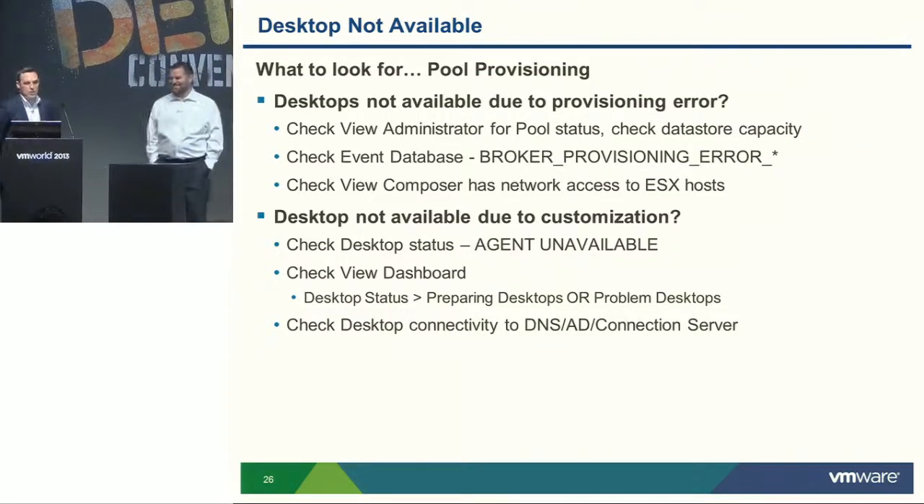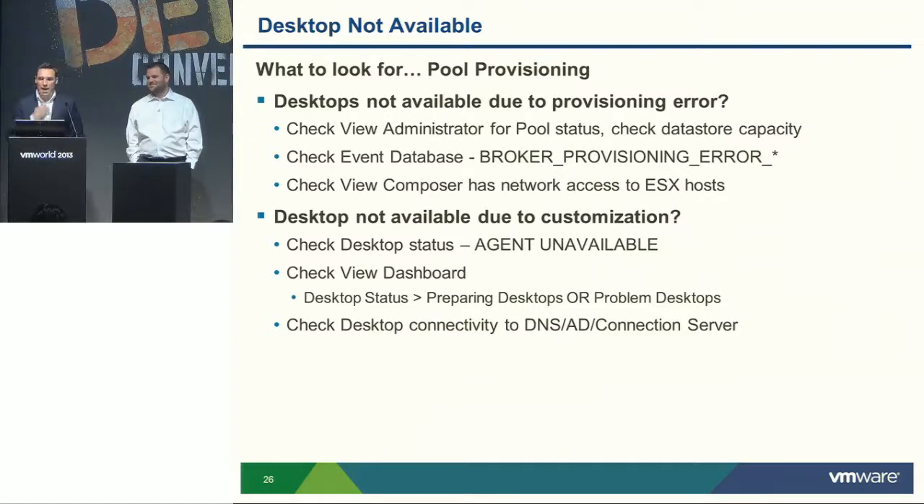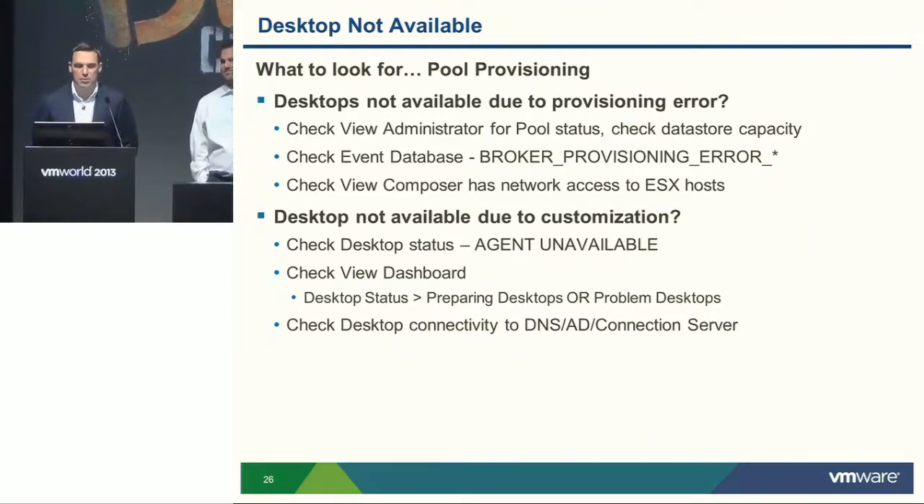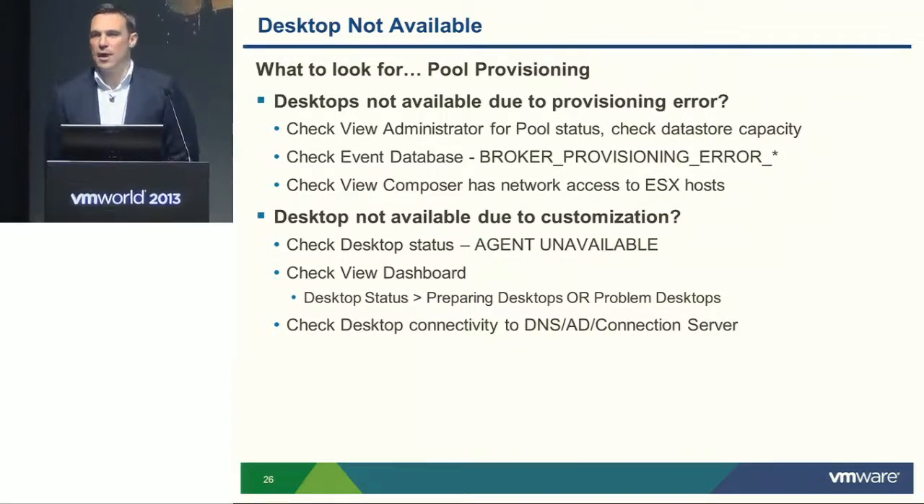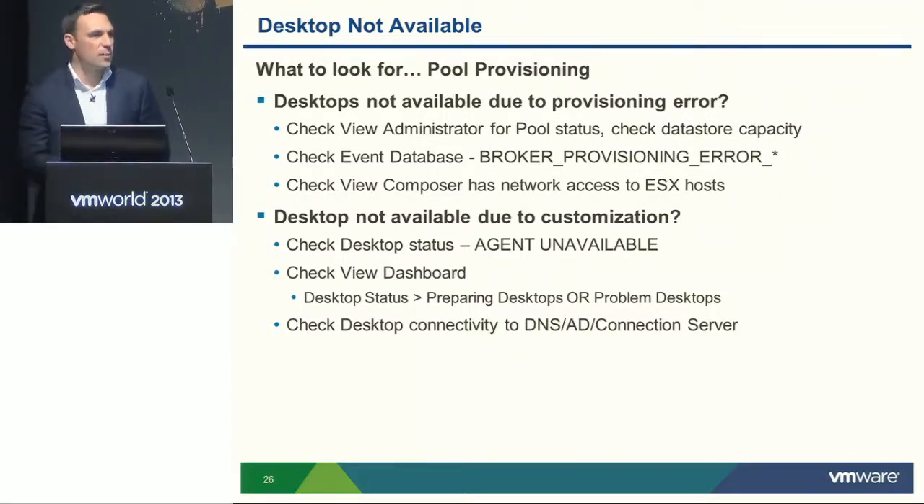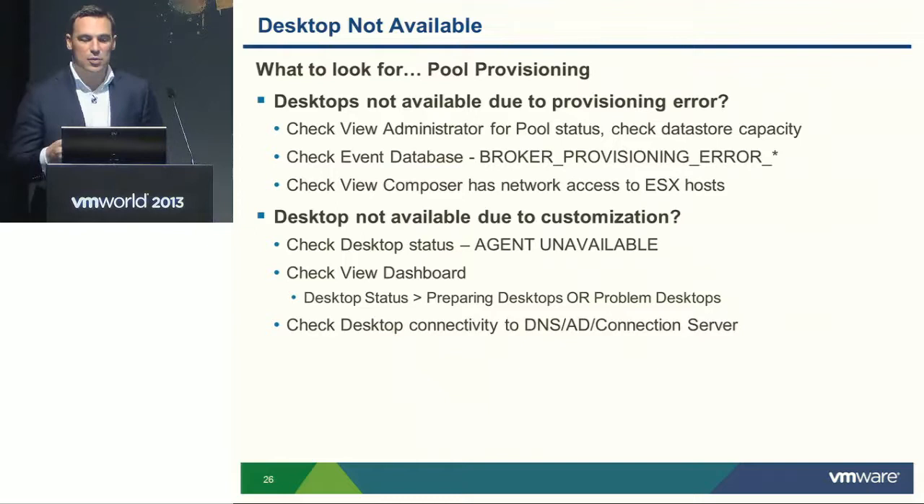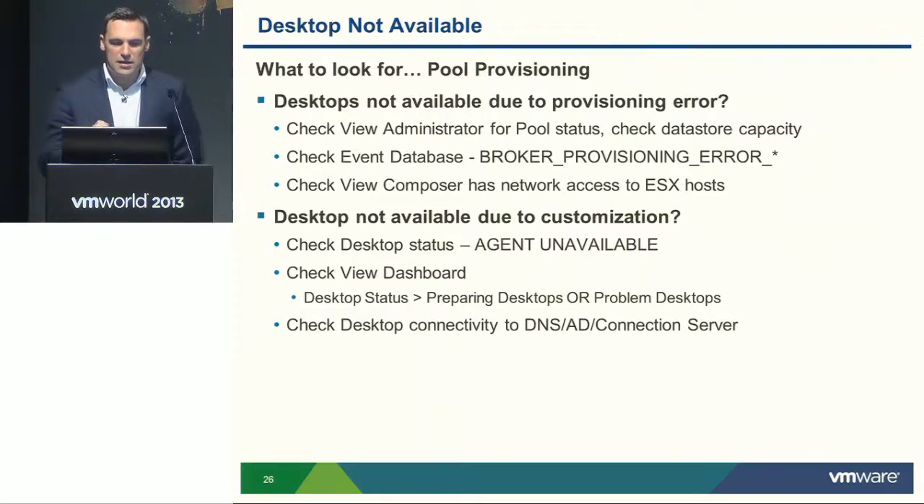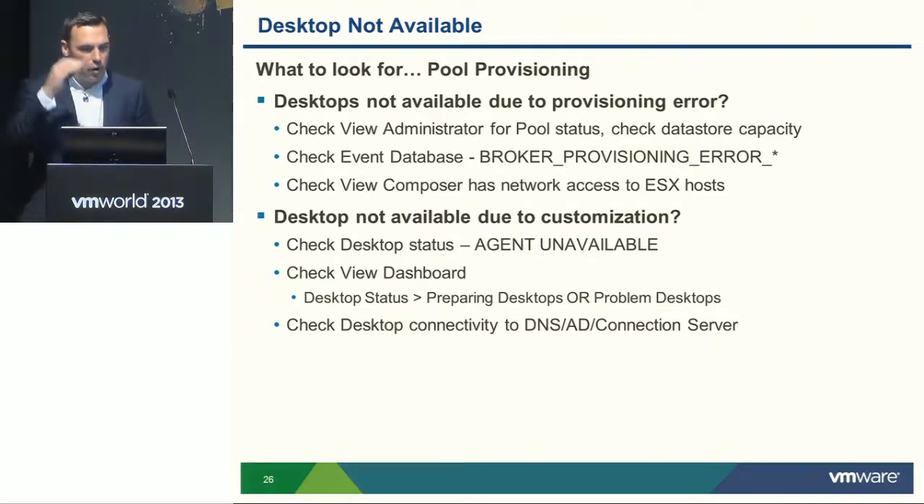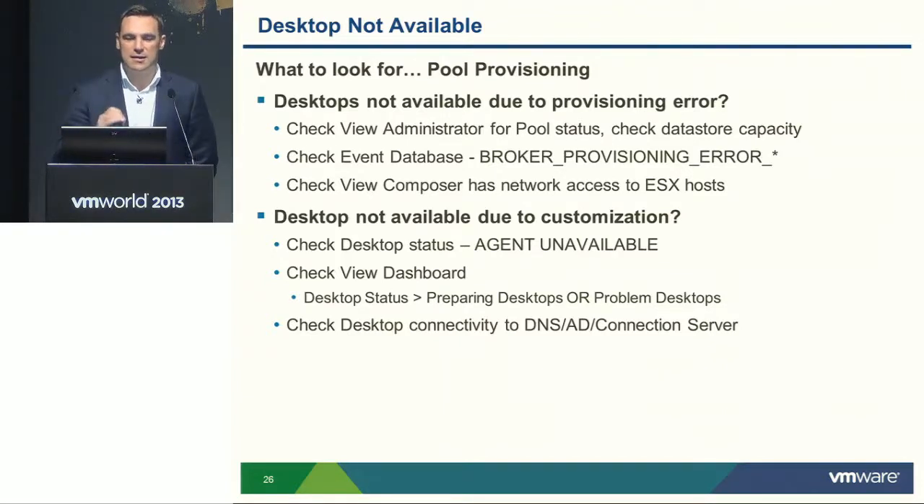Okay, so another issue, of course, is pool provisioning. We might have an issue where there aren't any desktops available to provide to the user. We typically see this when we've run out of disk space, or there's some kind of storage or customization issue. In the View Administrator you'll see this quite easily because the pool status will be red, with a flag saying to check the datastore capacity. In the event database, you can look for broker provisioning errors, and a whole bunch of errors are listed under there.